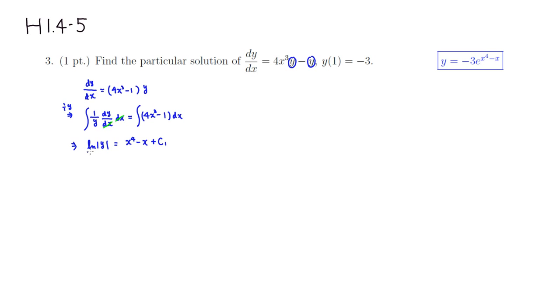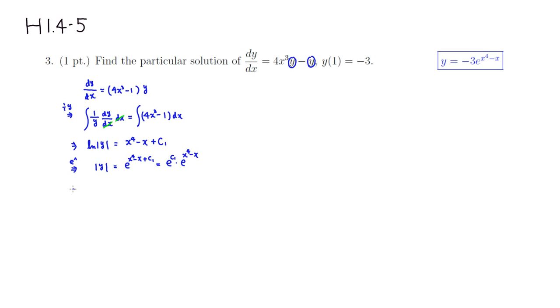Then we need to get rid of natural logs, so we're going to raise e to both sides. So e to the natural log cancel out, and you're going to get the absolute value of y is equal to e to the x to the 4th minus x plus c1. But I'm going to pull e to the c1 first, and then multiply by e to the x to the 4th minus x.